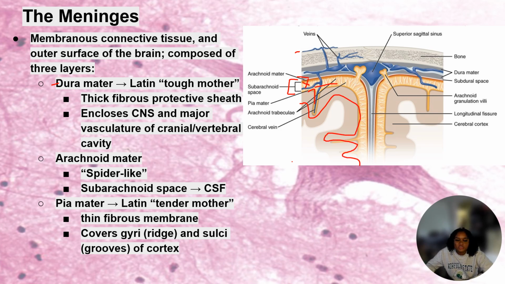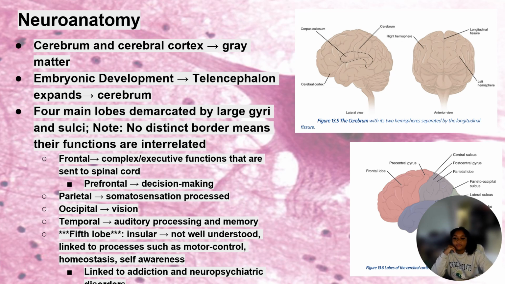And there's some important parts of the meningeal layer. Now, for basics on neuroanatomy, I'm not going to go deep into it because I know you have it for lecture, but the cerebrum and your cerebral cortex is composed of gray matter. And a big thing, taking it back to chapter 12 a little bit, when it comes to embryonic development, the telencephalon expands and becomes your cerebrum through that development. Embryonic development means from gestation to an adult, certain parts of our body grow and specialize. That's part of it. So there's 4 main lobes demarcated by your large gyri and sulci.